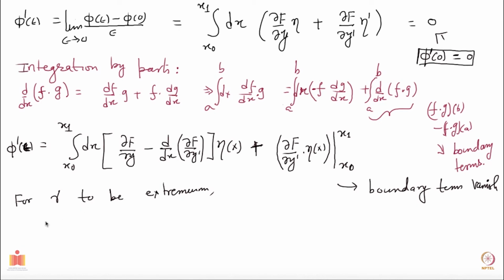Okay, so what does that mean? It means, so for this to be 0, so what I want is this to be 0. Let me write it again.